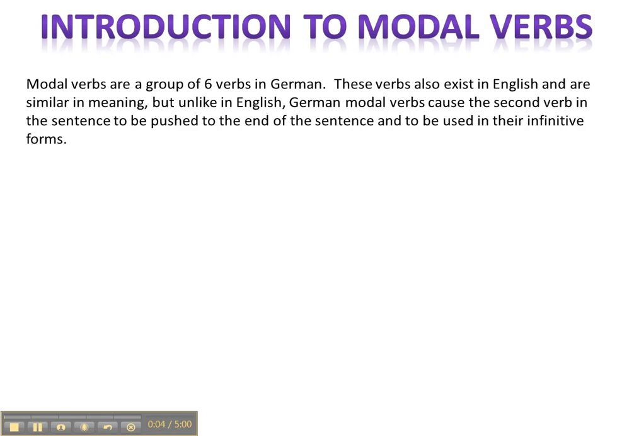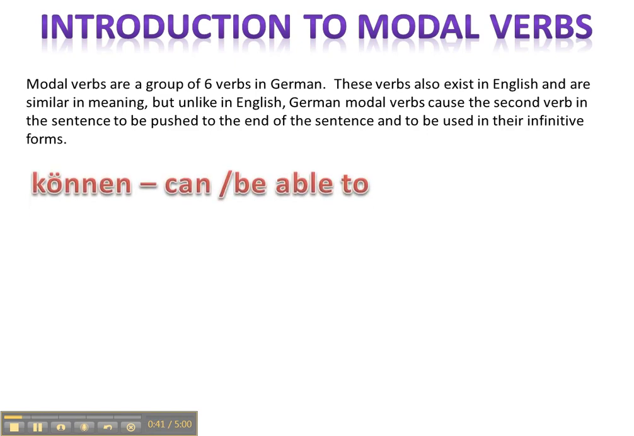Today we're going to talk about modal verbs in German. Modal verbs are a group of 6 verbs in German, and these verbs are similar to the English verbs in terms of their meaning. However, the German modal verbs will have an effect on the German word order of the sentence. This does not happen in English. So when using German modal verbs, the second verb in this sentence or clause will go to the end of that sentence or clause, and it will be in its infinitive form. So as we look at some examples later on, we'll look at that. But first let's talk about these 6.